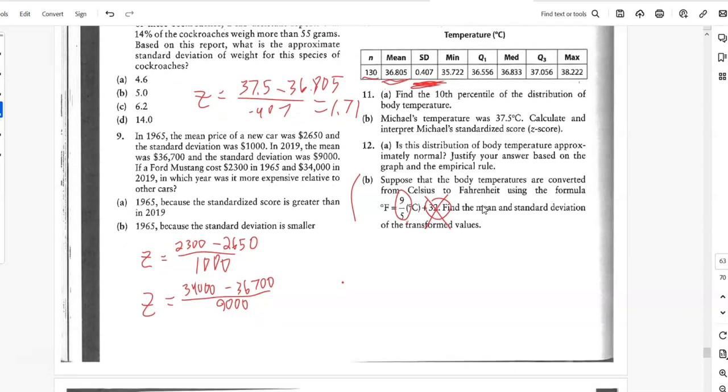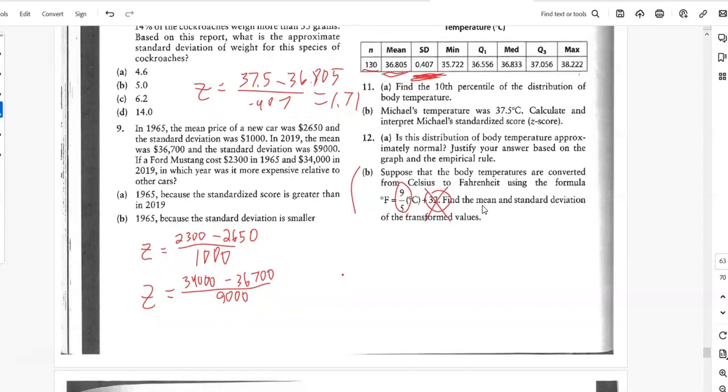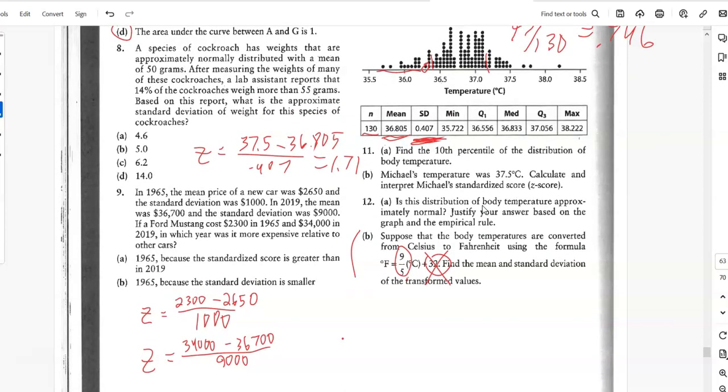Why did you do 12? I thought it was supposed to be 11. Okay. But that was a good one to do, actually.